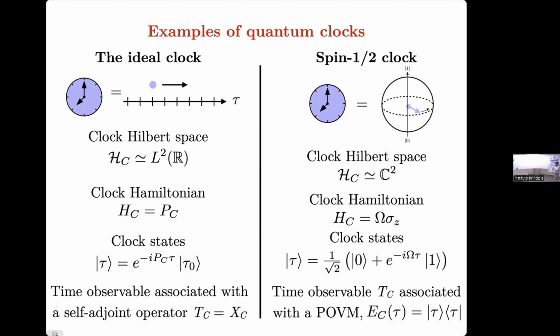And so basically what's going to happen is the evolution generated by that Hamiltonian is going to sweep out the equator of the Bloch sphere, and those are going to be your clock states. And if you construct those effect operators, they integrate to the identity, so they define a POVM with these effect operators here. But these clock states are not orthogonal anymore. And so in general, you can't associate a self-adjoint operator to this POVM.